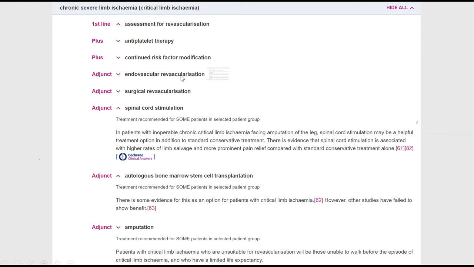Regarding endovascular revascularization for critical limb ischemia, we will have the following.